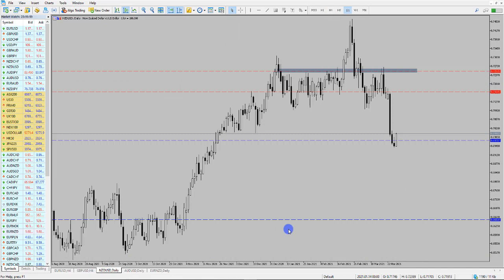One chart to really keep a focus on again is the Kiwi. New Zealand dollar obviously very weak at the moment. We can see that with the significant move that we've seen recently from this area. Kiwi very weak, and it looks like that's going to continue.